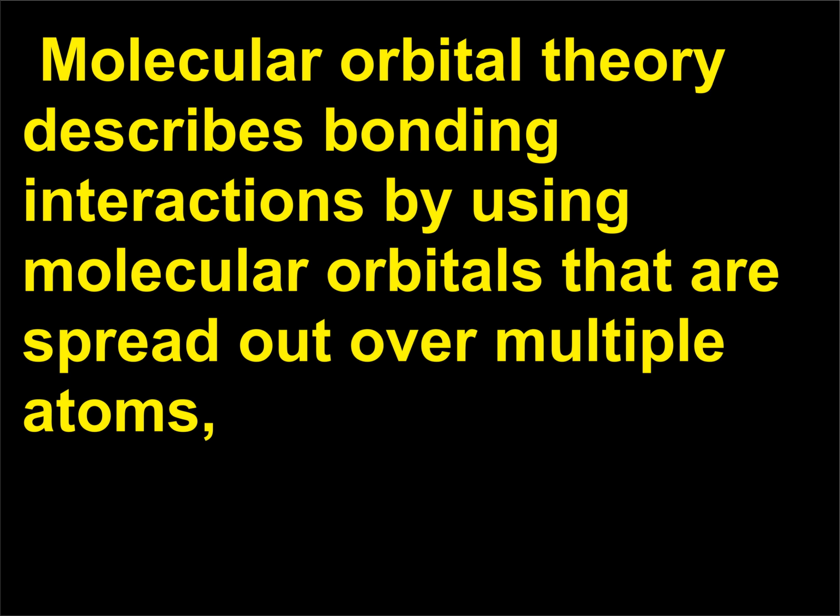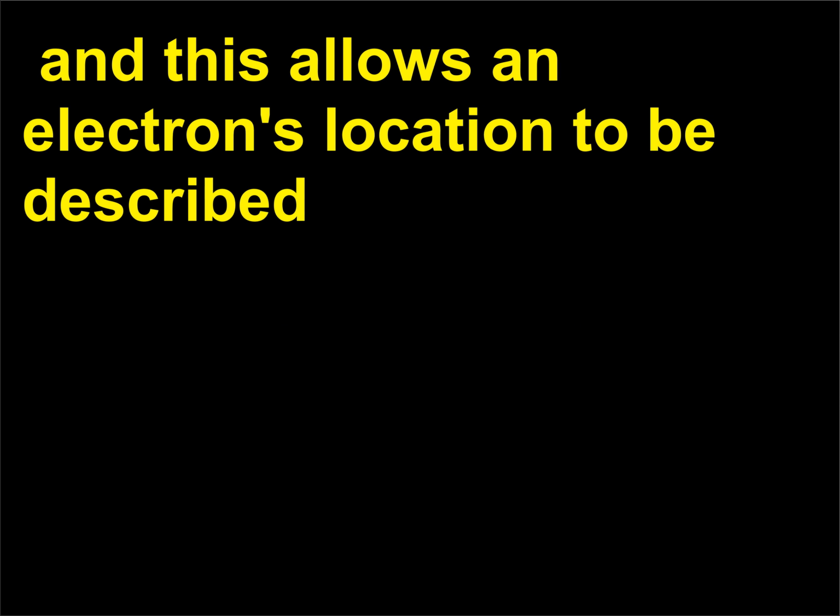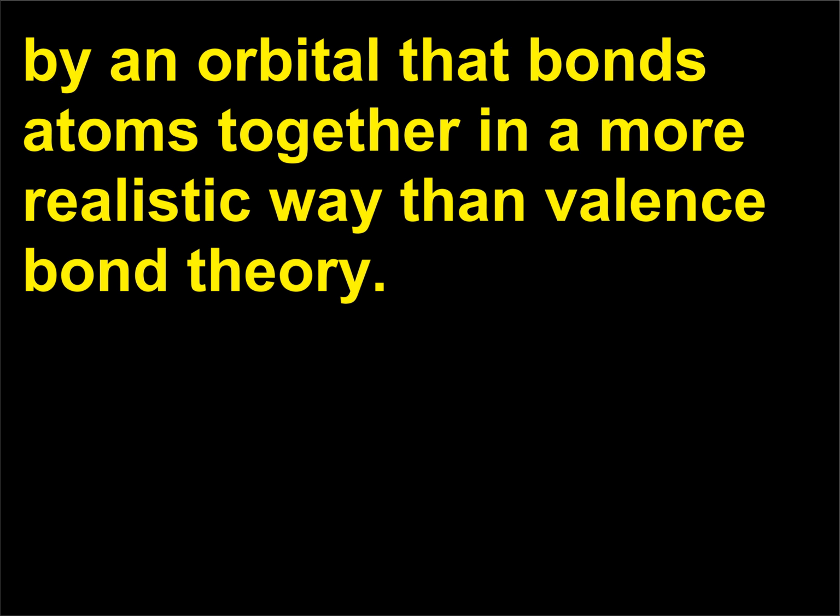Molecular orbital theory describes bonding interactions by using molecular orbitals that are spread out over multiple atoms. And this allows an electron's location to be described by an orbital that bonds atoms together in a more realistic way than valence bond theory.